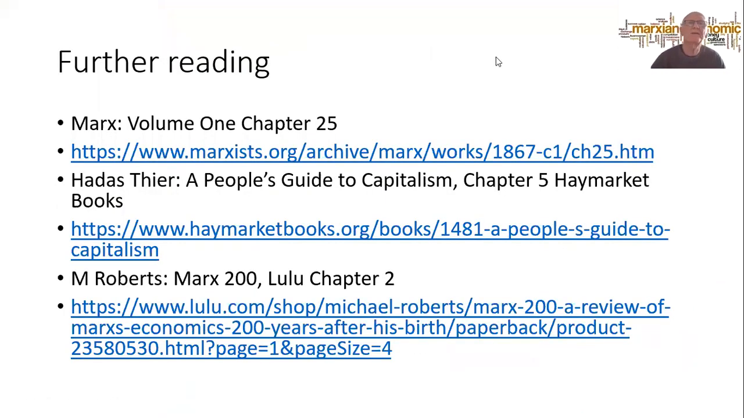And there is some reading, which I did send around earlier, for you guys if you want to continue to consider more about this law, particularly Marx's Capital volume 1, chapter 25, and Hadas Thier's book, A People's Guide to Capitalism, for which chapter 5 again deals with capital accumulation, and my own book on Marx, chapter 2, which deals with it as well. All those you can find there on those references I've given you.